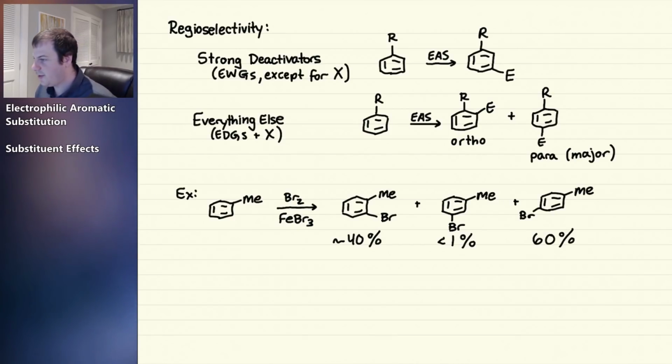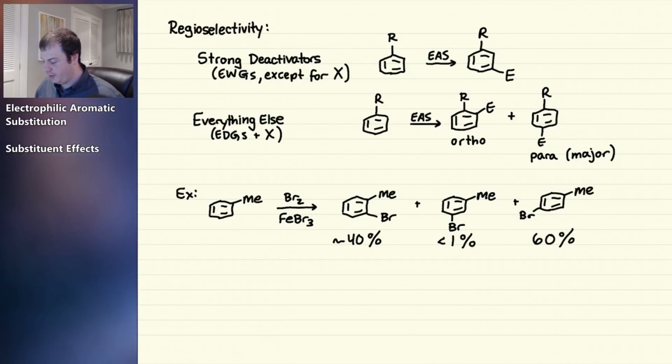So you can see that the para product is the favored product for this reaction because the methyl group is an electron donating group. Or in other words, the methyl group is not a strong deactivating group, so the para product is the major product.